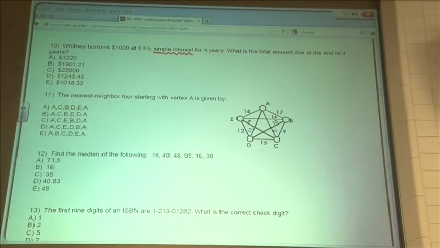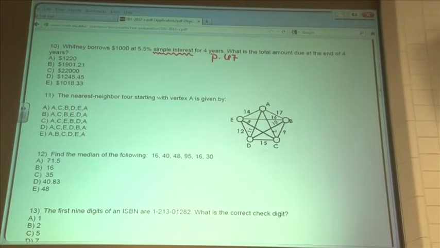We're talking about simple interest. Okay. We're looking at page 67 of your lecture notes. Make a note to yourself if you need to. And, let's see, she's borrowing $1,000, simple interest for 4 years. So this is the same as what we would call the future value.